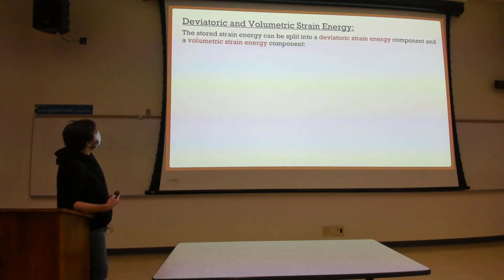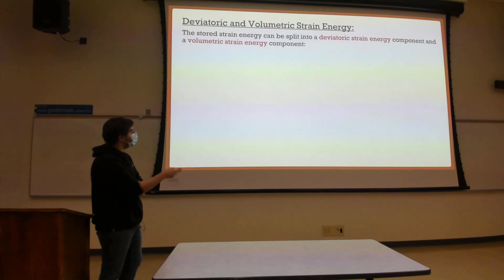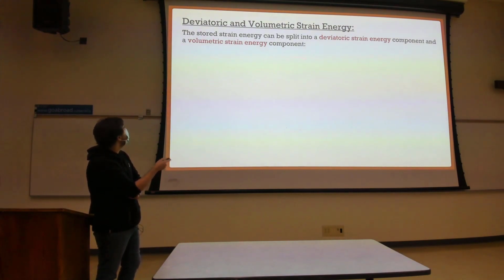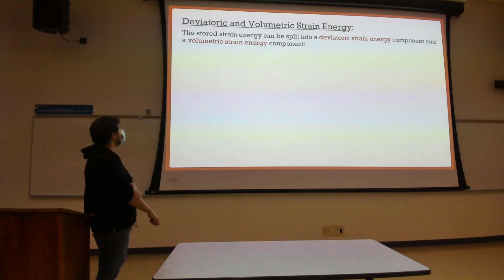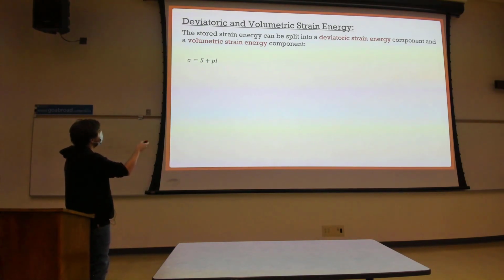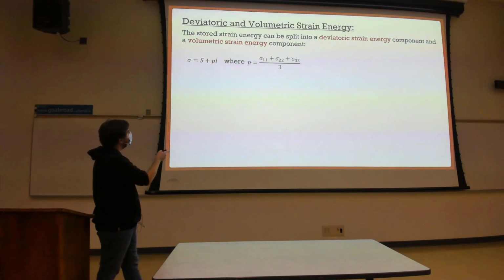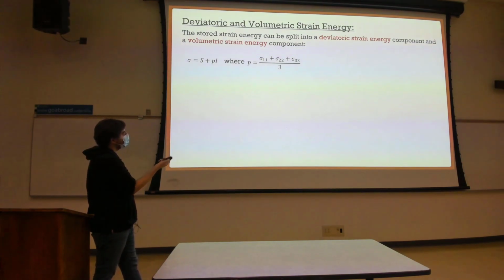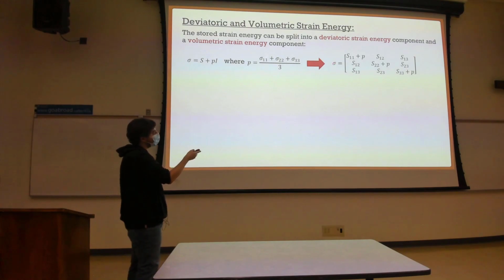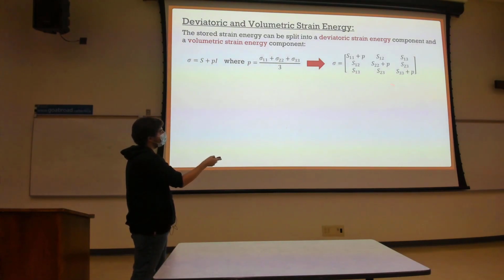So basically, the stored strain energy, which we just discussed, can actually be split into two components: deviatoric strain energy and volumetric strain energy. So if we take a look at what our stress tensor was, we said it was actually the deviatoric stress tensor plus a hydrostatic stress times I, where P is just the average of the normal stresses, which is simple. So basically, our stress tensor can be expressed as the following.